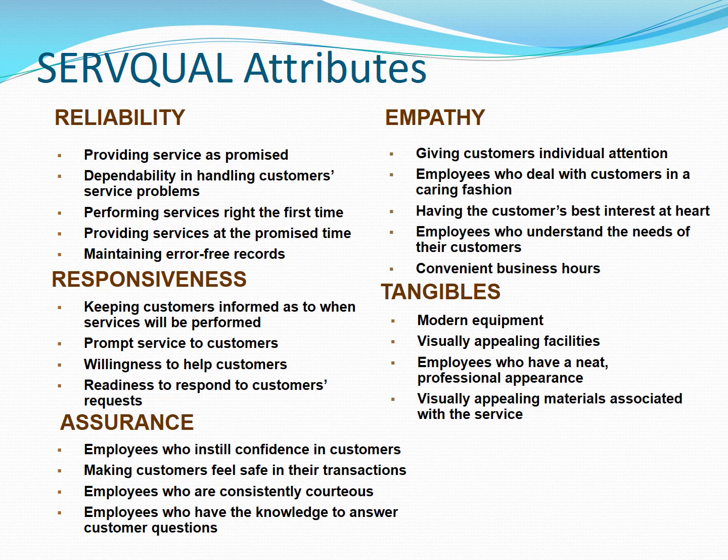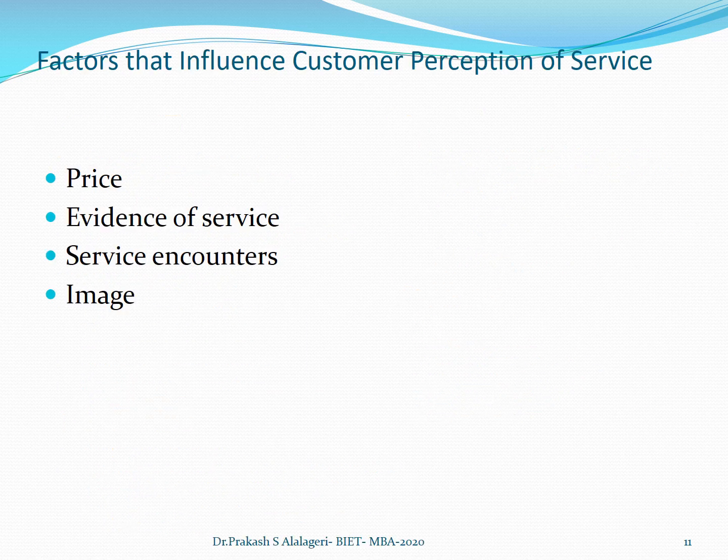The last one you can see is assurance: employees who can give confidence to the customers, making customers feel safe in all their transactions, and employees who are courteous and who have the knowledge to answer. You are courteous, everything is there, but you don't have the knowledge to answer the customer's question. That also doesn't look nice. Fine. So these are the SERVQUAL attributes, the five dimensions of service.